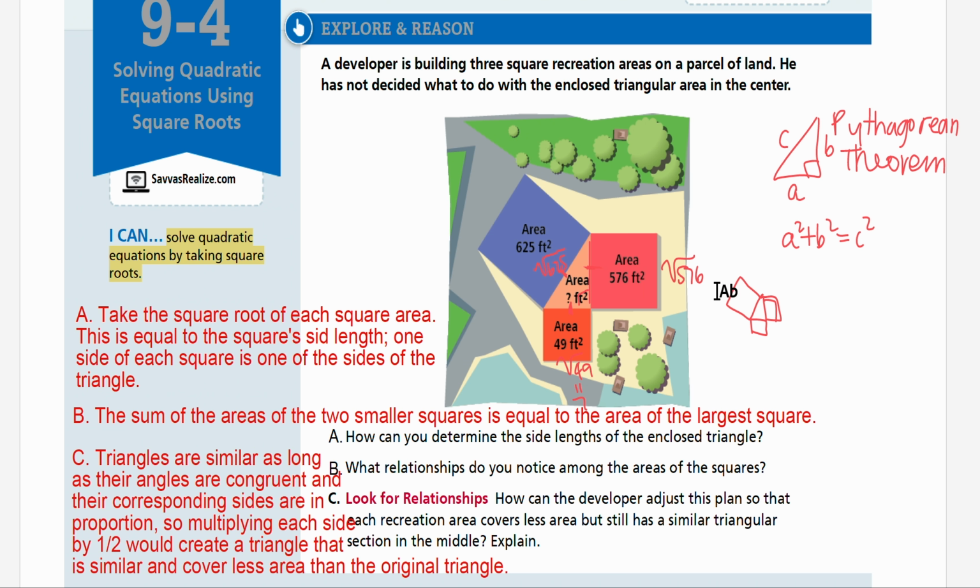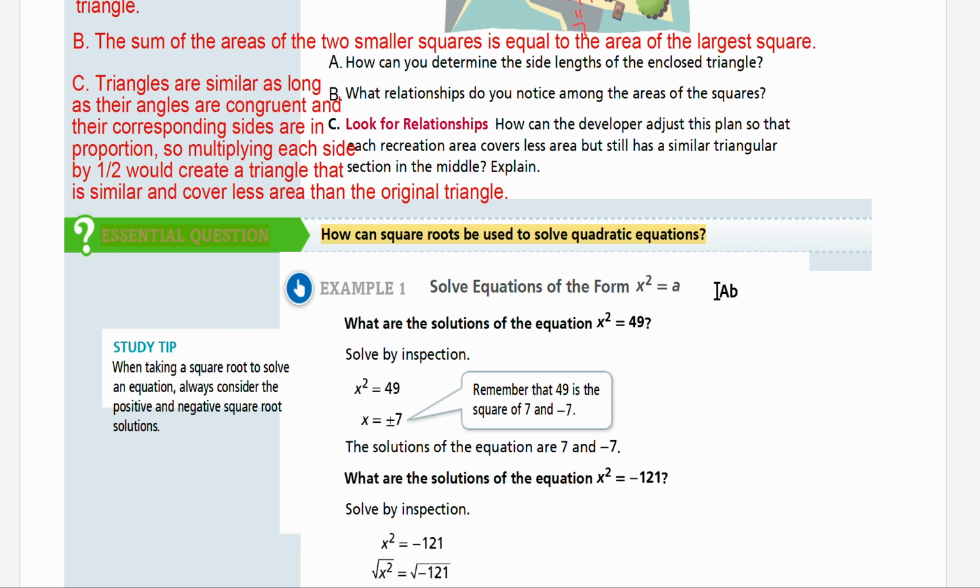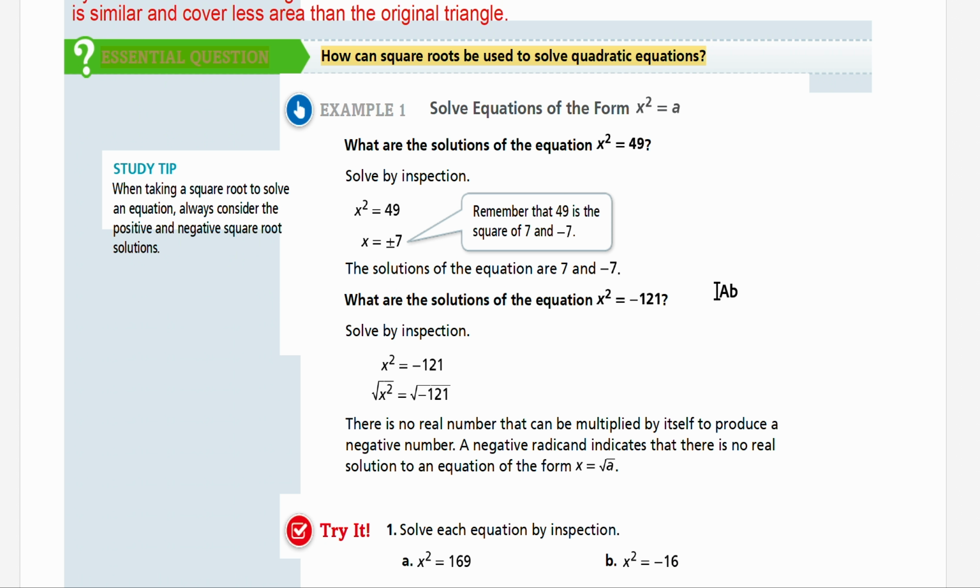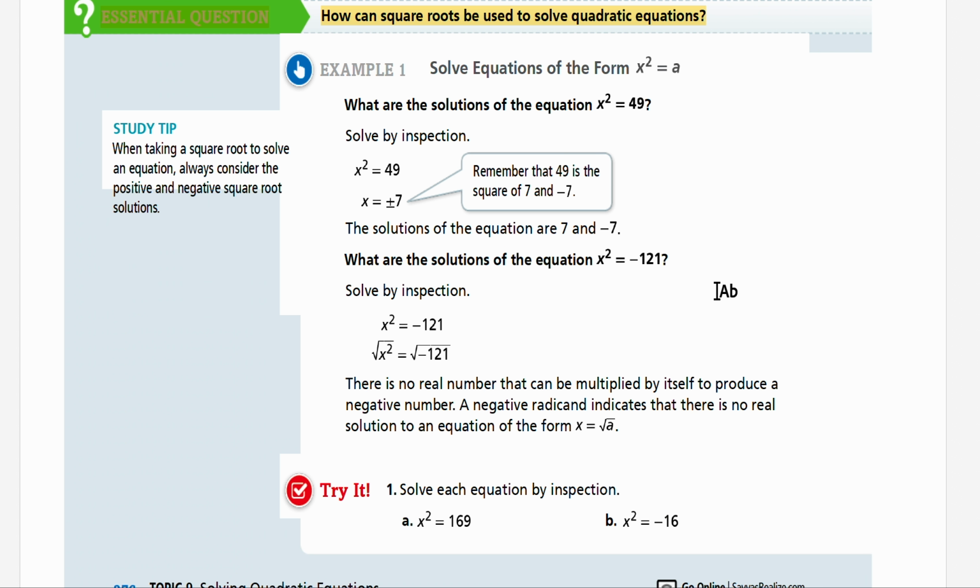Okay, so the essential question for this lesson is how can square roots be used to solve quadratic equations? So let's look at an example. We're going to solve equations of the form x squared equals a. So x squared is already isolated here, right? What if we have x squared is equal to 49? Then we're going to square both sides and say, if x squared is 49, 7 squared is 49, so x must be 7, right? So then we have 7.